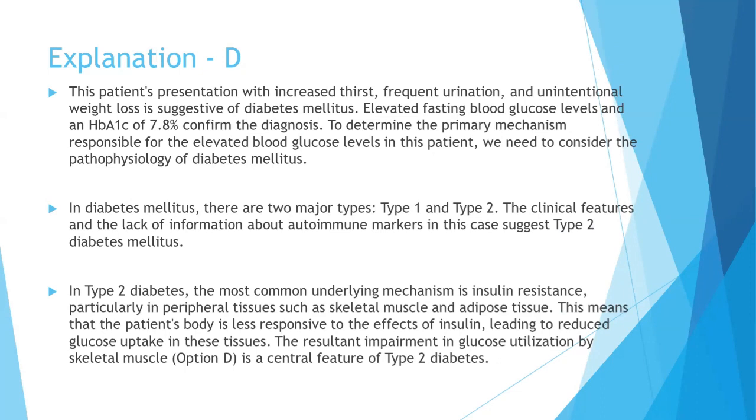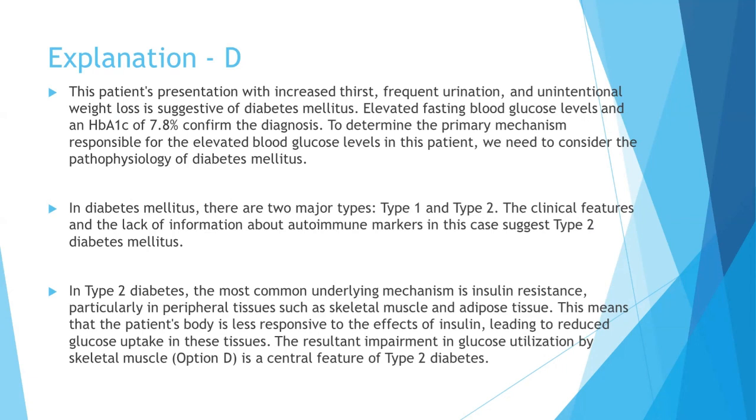This patient's presentation with increased thirst, frequent urination, and unintentional weight loss is suggestive of diabetes mellitus. Now, elevated fasting blood glucose levels and an HbA1c of 7.8% confirm the diagnosis. To determine the primary mechanism responsible for the elevated blood glucose levels in this patient, we need to consider the pathophysiology of diabetes mellitus.